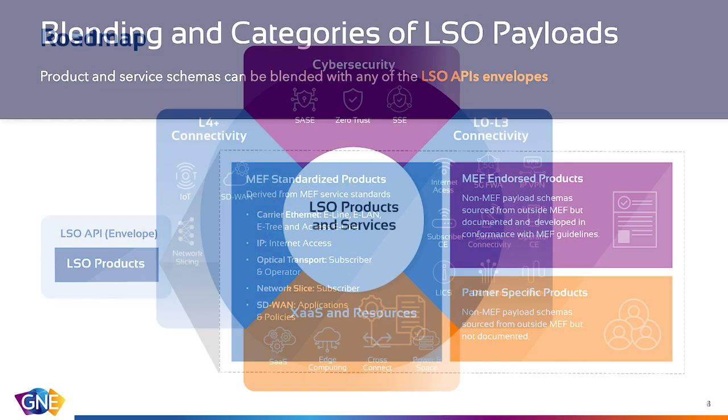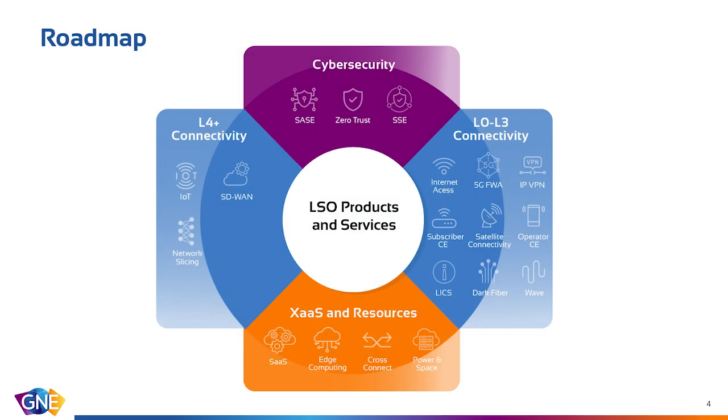What we see here up on this graphic is basically a roadmap for MEF. 4 quadrants. On the right-hand side, the classic area of layer 0 through layer 3 connectivity. We talked about subscriber and operator carrier Ethernet, Internet Access. We can see there 5G fixed wireless access, satellite connectivity, dark fiber, wave, and so on.